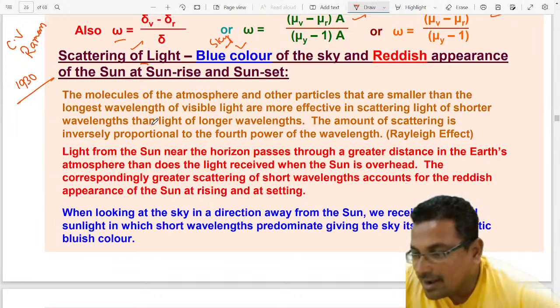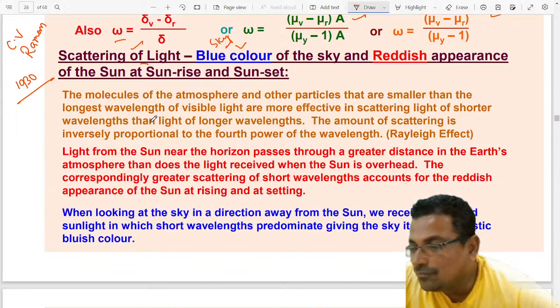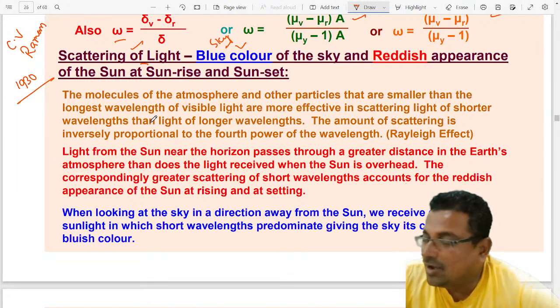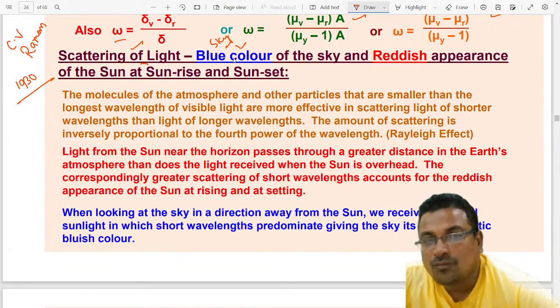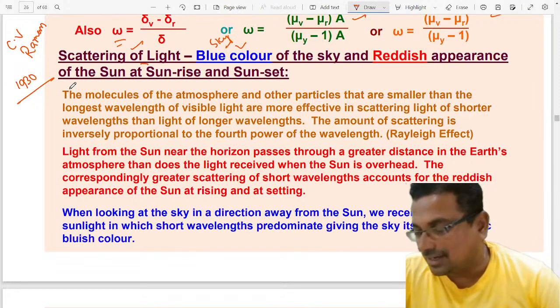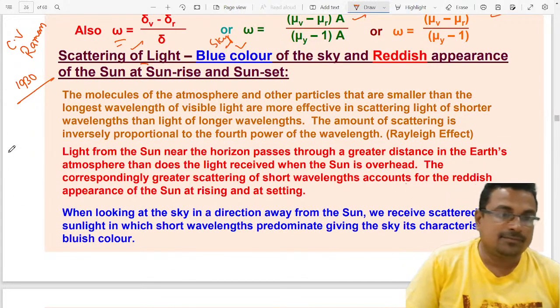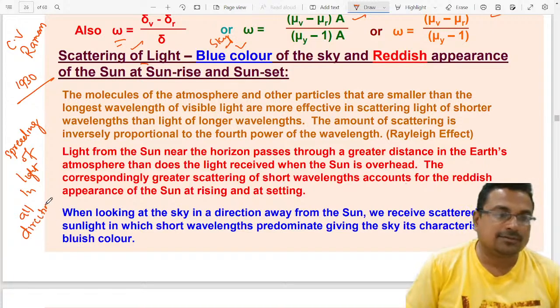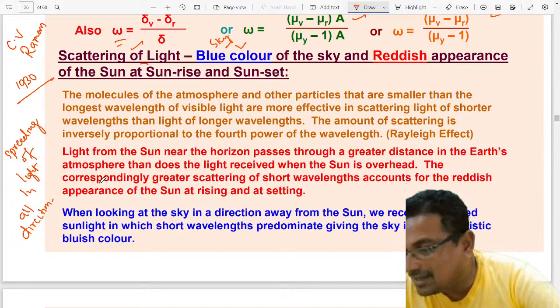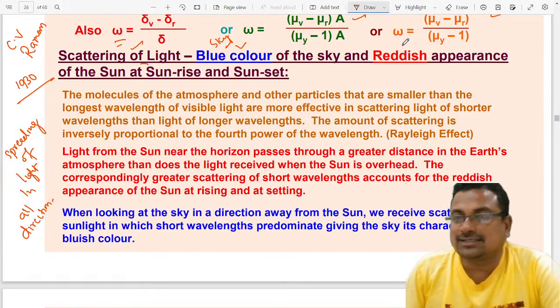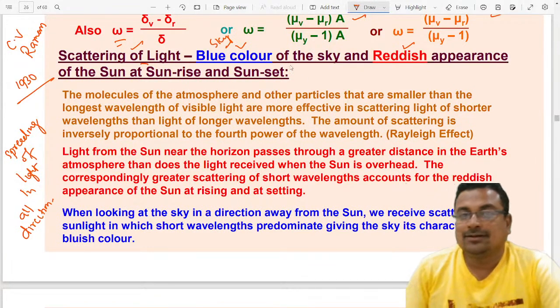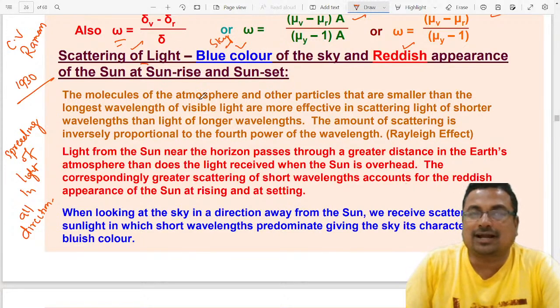When Raman went to a foreign country, he saw the sky and observed that it is blue. Then he did research and explained why the sky is blue: because of the phenomenon of scattering of light. Now, what is scattering of light? Spreading of light in all directions is called scattering of light. At sunrise and sunset, the sun appears reddish, and the ocean water and the sky are blue because of the scattering of light.